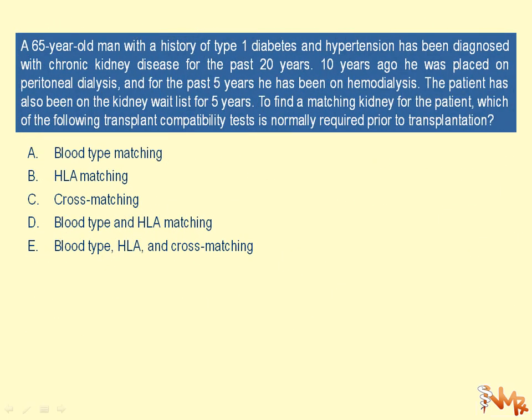A 65-year-old man with a history of type 1 diabetes and hypertension has been diagnosed with chronic kidney disease for the past 20 years. 10 years ago, he was placed on peritoneal dialysis, and for the past 5 years, he has been on hemodialysis. The patient has also been on the kidney wait list for 5 years.